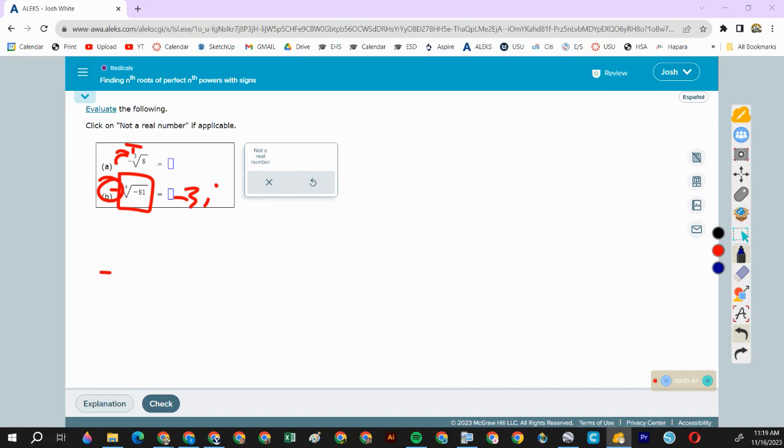But what if I had negative third root of negative 27? What's that going to be? The negatives in this case cancel. So this is negative 3, and that tells me to change its sign. So that answer would just be 3. Oh, yeah. So in this case, if it's not real, just click not real. Good eye. Thank you.